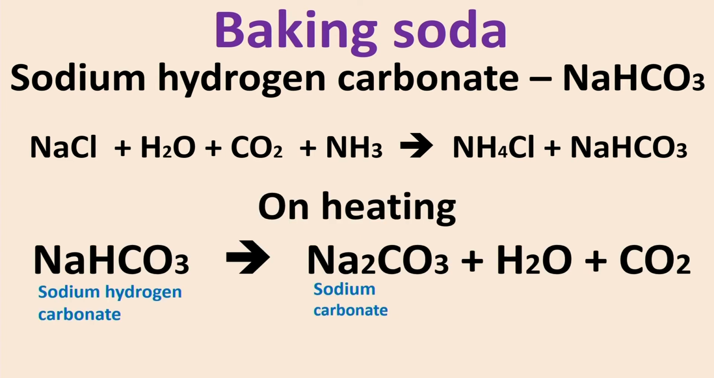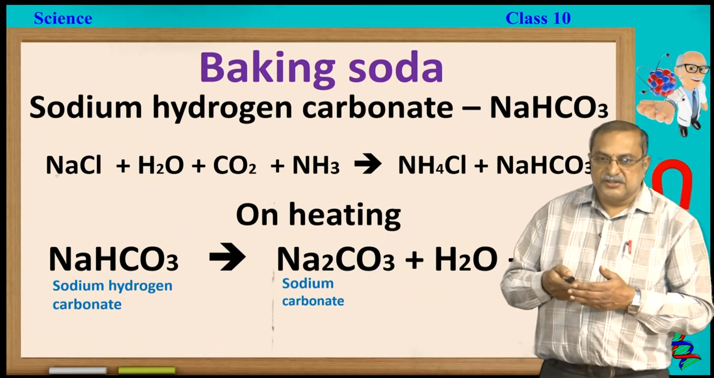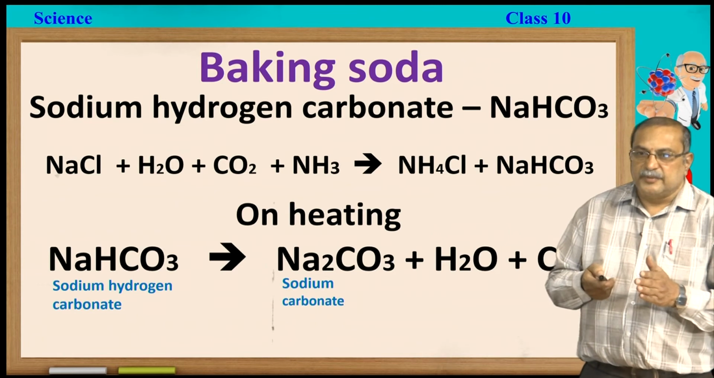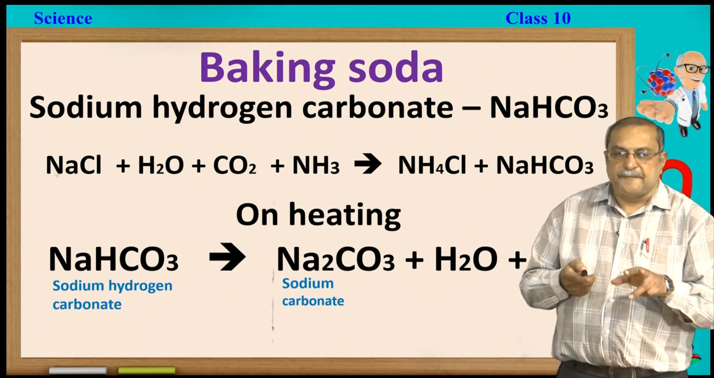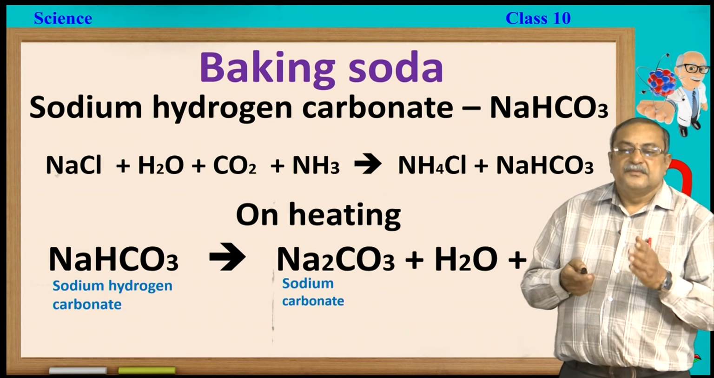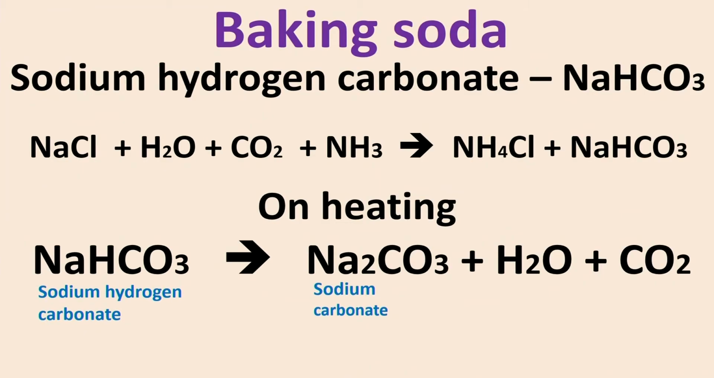On heating sodium hydrogen carbonate, or sodium bicarbonate, both are the same, up to 373 Kelvin, Na2CO3 plus H2O plus CO2 will come. That means sodium carbonate, water and carbon dioxide are produced here. This is widely used in making baking powder which is used in bakeries. You might have seen cakes are very soft and fluffy, cake, bread and all.